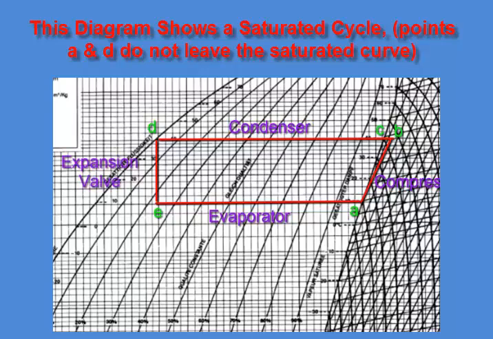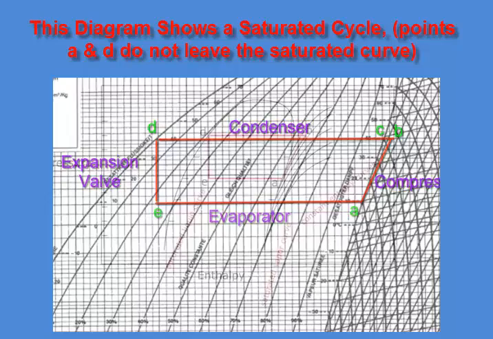Now from point D we have a drop in pressure all the way to point E, which represents the expansion valve. Note that D to E is an adiabatic process. Recall from your chemistry, adiabatic means the enthalpy remains constant, and that's why it's a vertical line. The enthalpy at point D and point E is the same. So the expansion process is always an adiabatic process.